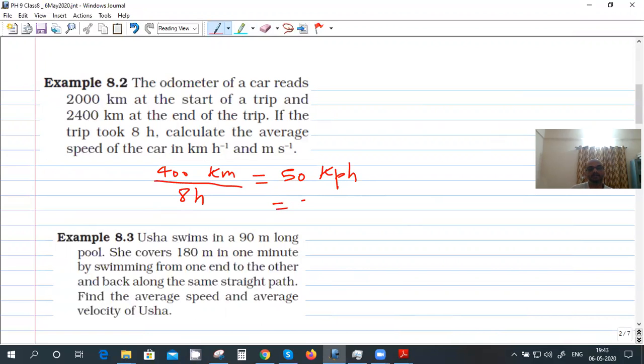And meters per second means kilometers to meters, it will increase by a factor of 1000. And hour to second, for 1 hour it's traveling that much, for 1 second it will travel that much less. So it's divided by 3600. You can remember it this way, right? The kilometer to meter conversion factor is 1000, and when you convert to meters, the value will increase. So it's multiplied by 1000. And per hour speed to per second, the distance traveled will be less. So it's divided by 3600.